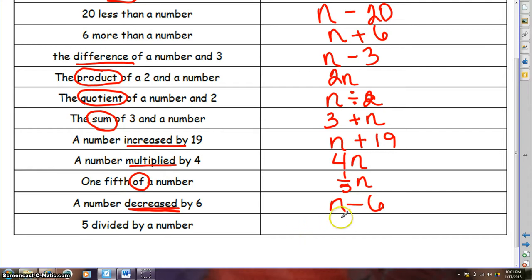The last one, 5 divided by a number. So we're starting with 5, and we're dividing it by a number. We don't know the number, so we use our variable for that. So in each one of these, wherever you have a number, that's where our variable goes, and you could have used x instead of n. And then each one of these gives us a key word as to what goes in our expression.